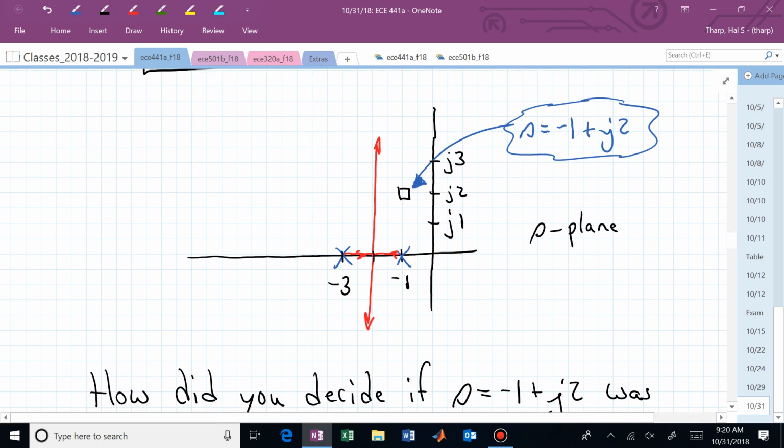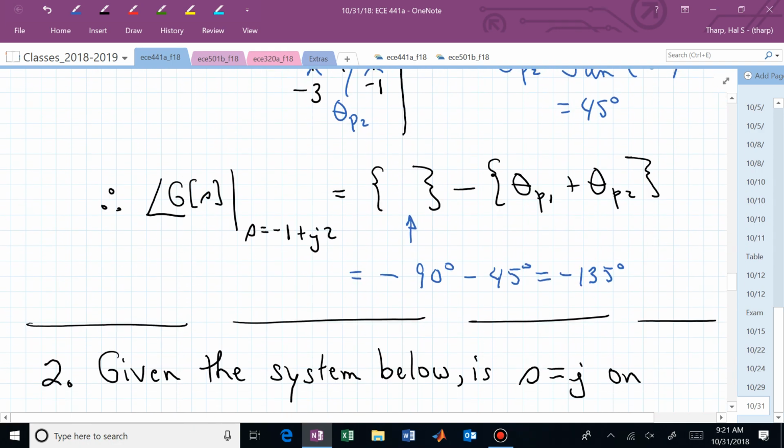If you sketched this, ooh, that doesn't even look like it goes up at plus and minus 90 degrees, but it did when I drew it. So these are going at plus and minus 90 degrees. And there's no way that's going through that square at minus 1 plus j2. Questions on that? All right, we're doing good.